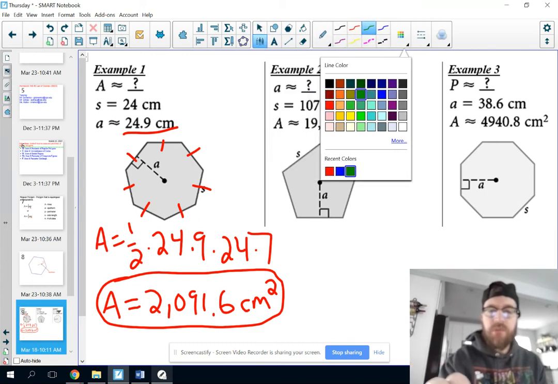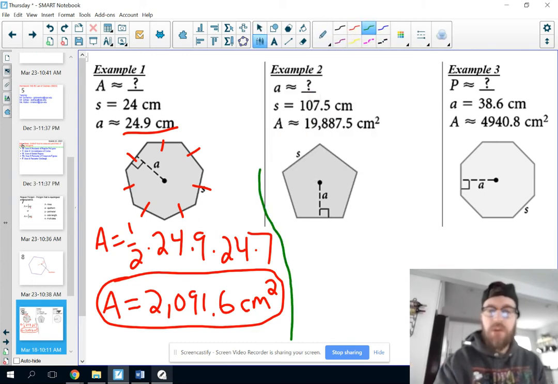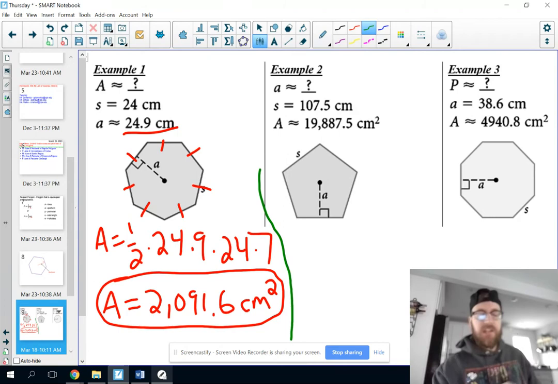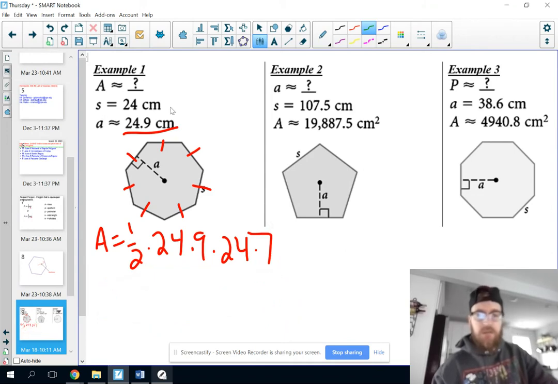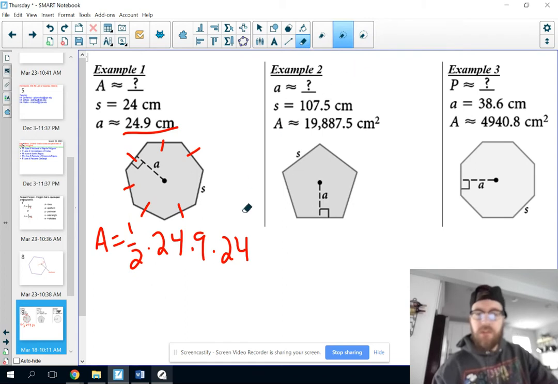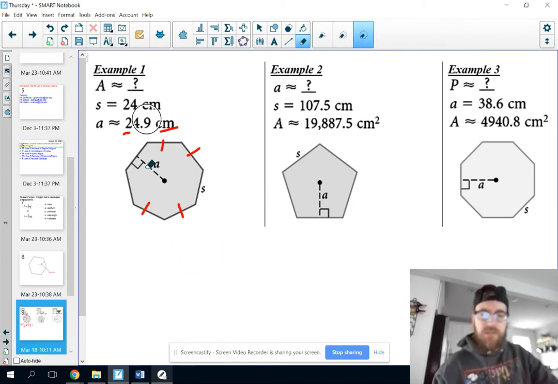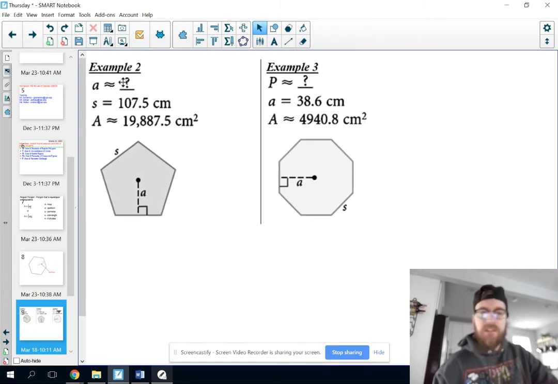Number two, we are working backwards now. I'm going to erase so that I have a little more space to work with here, so you can go back in the video if you didn't get that all written down. I know sometimes my face in the corner gets in the way of the writing. So let's look at example 2.